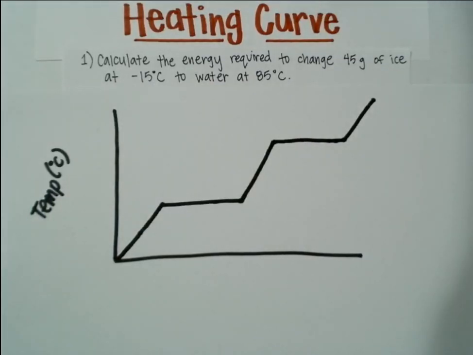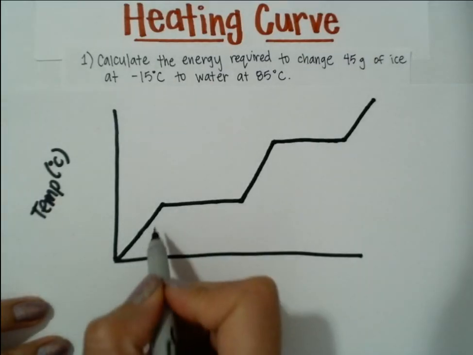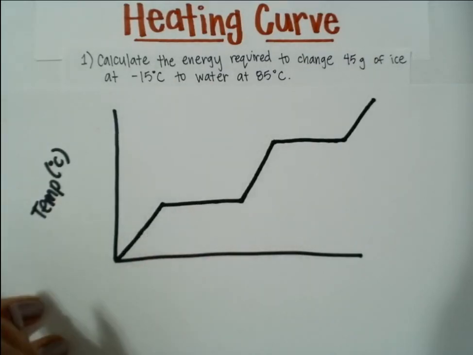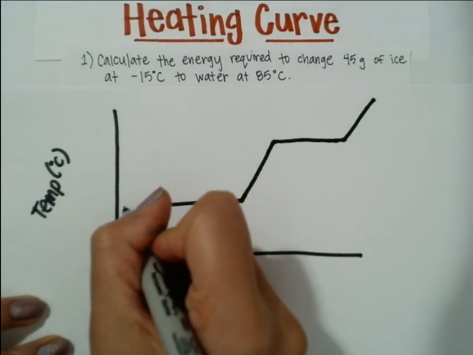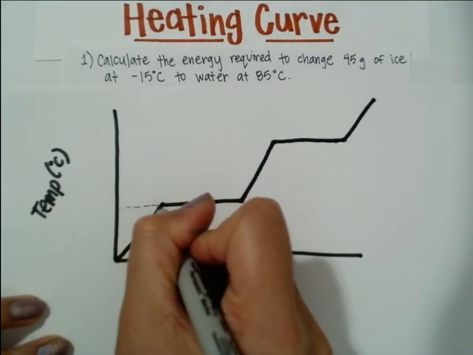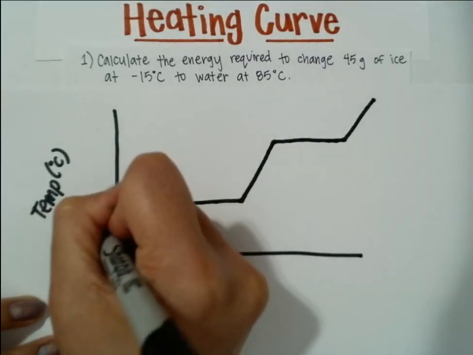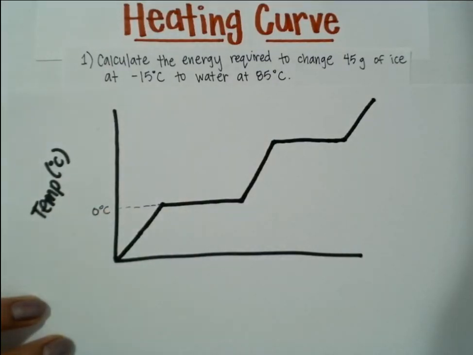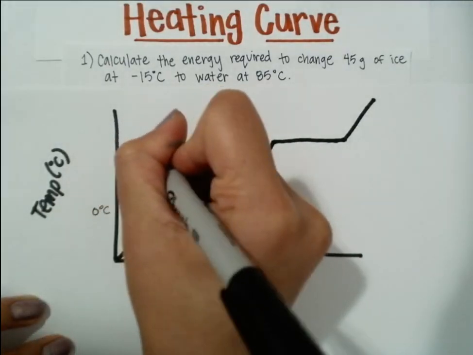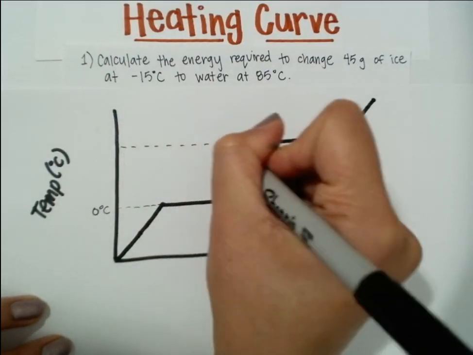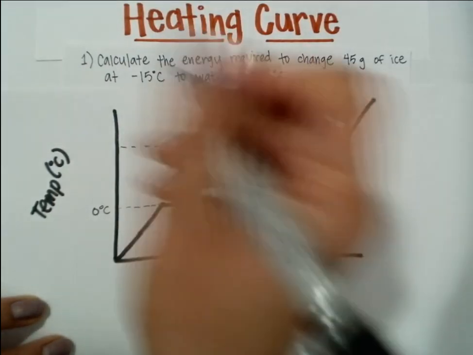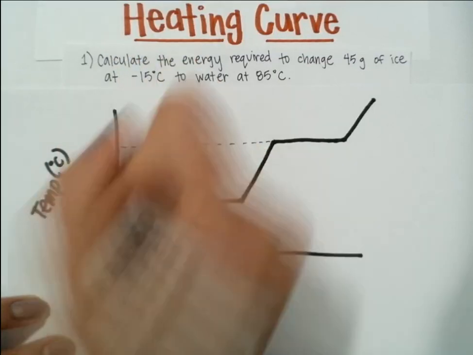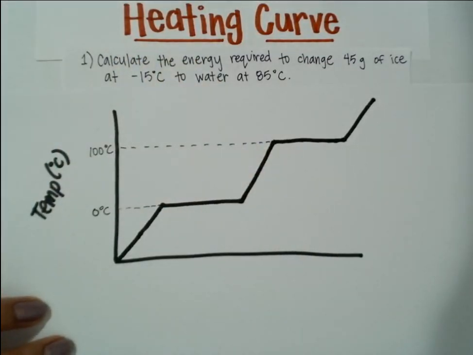So negative 15 degrees Celsius. The reason I know it's going to go somewhere in this region is because, remember, we're looking at this for water. So I know that the phase change here for water, it melts at 0 degrees Celsius. It melts and freezes at 0 degrees Celsius. For evaporation or condensation, I know that that happens at 100 degrees Celsius for water.